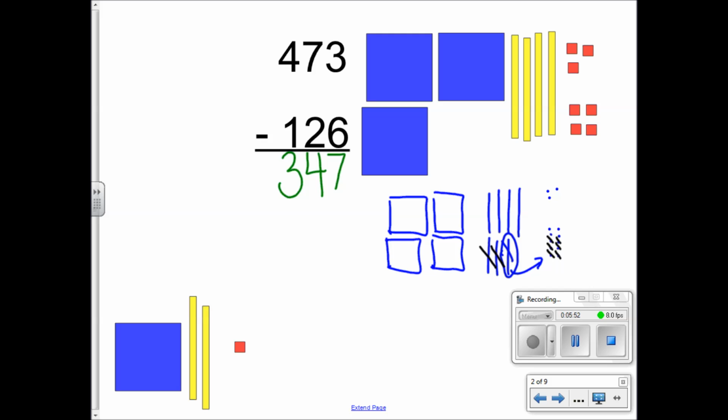I do have 4 hundreds. I'm going to subtract 1. I simply cross it out, and there are the 3. So now I have 3 hundreds, 4 10s, and 7 ones, or 347. That's how, the same way we did it on paper when we did it with 2-digit numbers, I did it with 3-digit numbers.